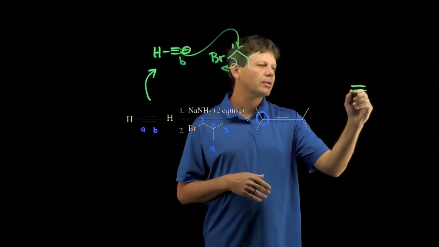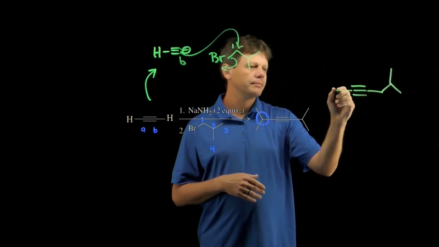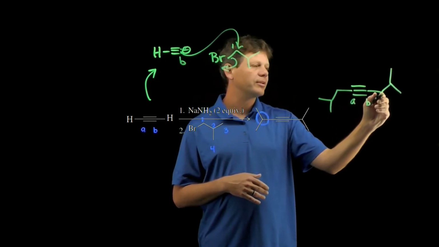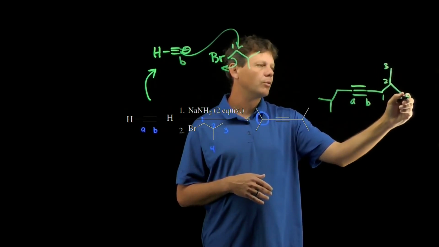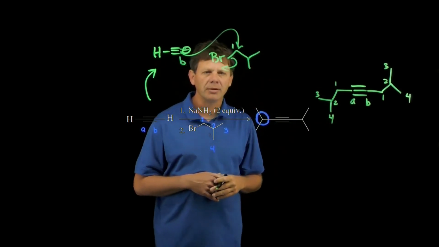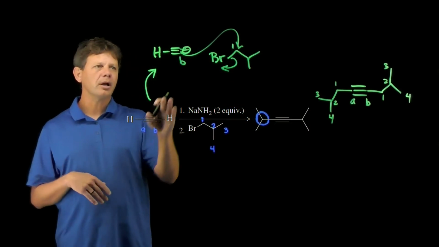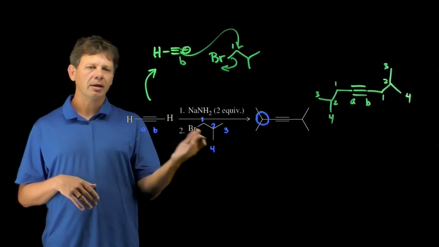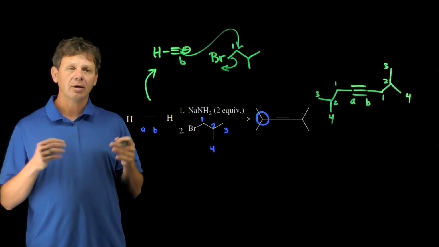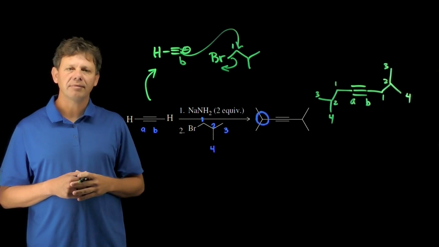The final product of this should have been this, where if we number the carbons or label the carbons this way, 1, 2, 3, 4, and 1, 2, 3, 4. So the bonds that we needed to make were between carbon A of the alkyne and carbon 1, as well as carbon B of the alkyne and carbon 1 of another molecule of the alkyl halide.